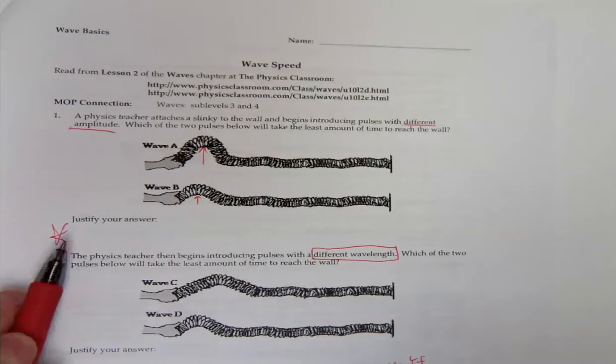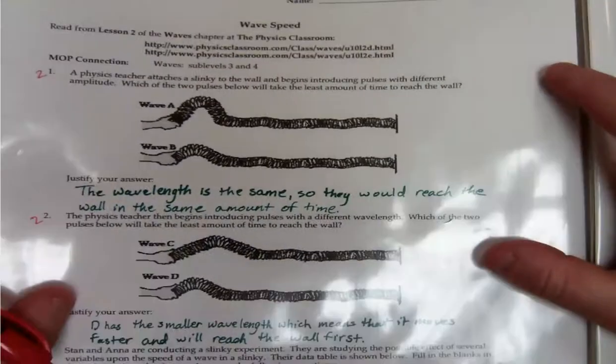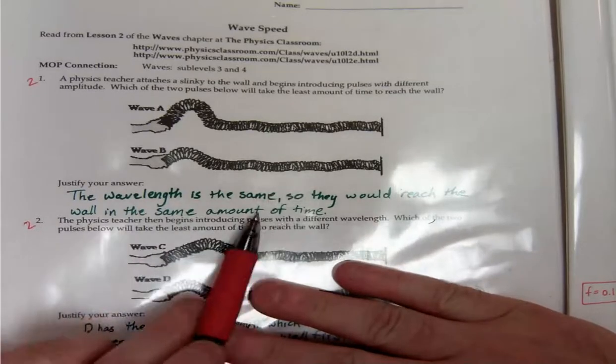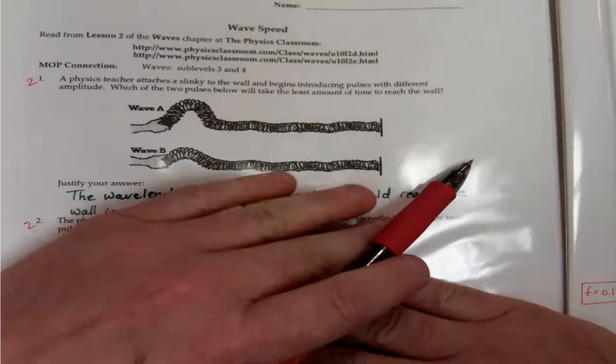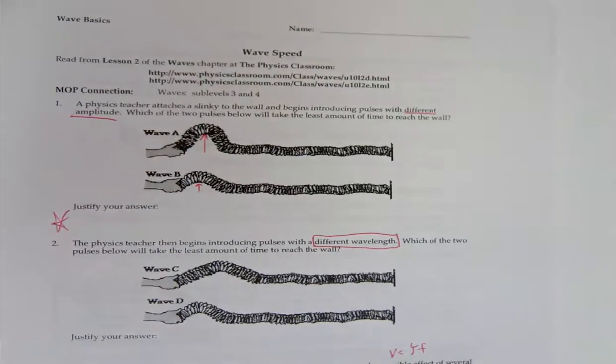That's going to go right here, right? I do want to show you this. Let's look at the key on this one. Now, you may be deceived, so just check this out. The wavelength is the same, so they would reach the wall in the same amount of time. Okay, disregard this. All they do is change the amplitude, right? So let's look at number 2.